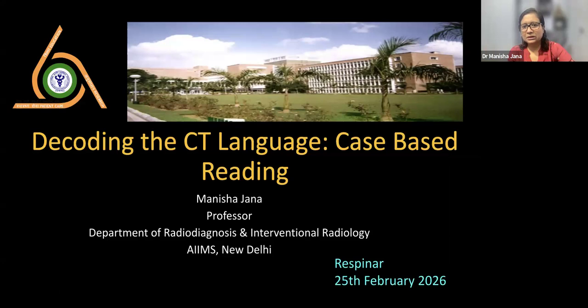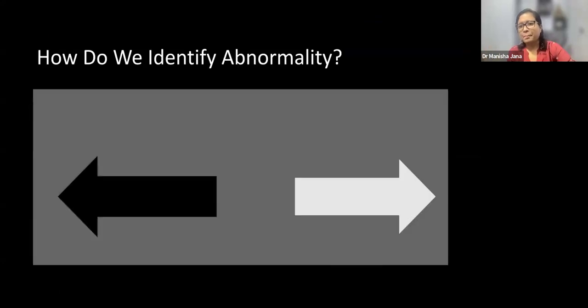So we know in CT these terms are very commonly used: hypodense, hyperdense, attenuation. CT is just different degrees of black, white, and gray. And depending on whether there is more black, or hypoattenuation, or more gray or white attenuation, we try to classify the diseases into some categories.